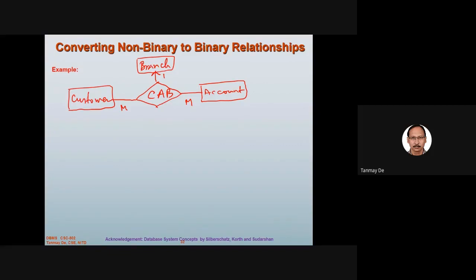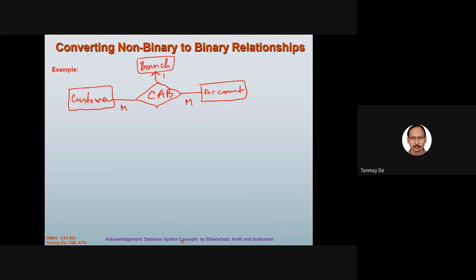Is there any question? Sir, is the branch side 1-to-1, sir? 1-to-1, why 1-to-1? Which one is 1-to-1? Sir, branch to CAB. Branch to CAB, CAB with the branch is one. That side is a particular branch only, not more than one branch. Okay, sir.